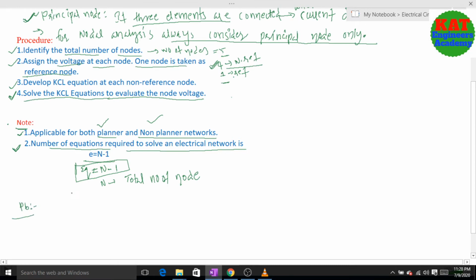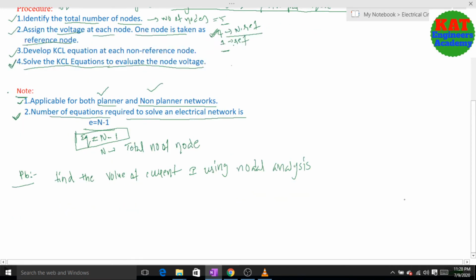Just listen. The question is: find the value of current I using nodal analysis. Whenever they ask a question in a competitive exam or a descriptive exam, if they mention the method, we can only use that method, nodal analysis, for finding the current I. If they do not mention any method, we can use any method. But here they mention nodal analysis, so you definitely have to use nodal analysis for finding the current I in the below figure.